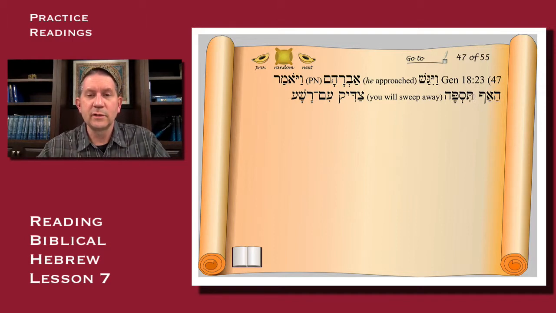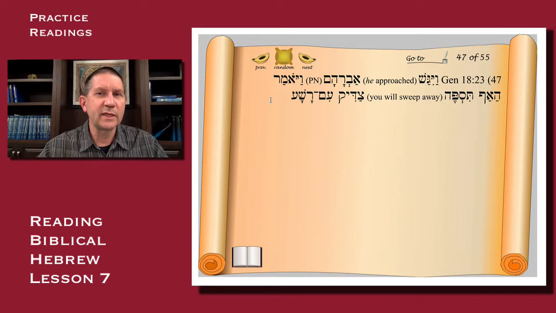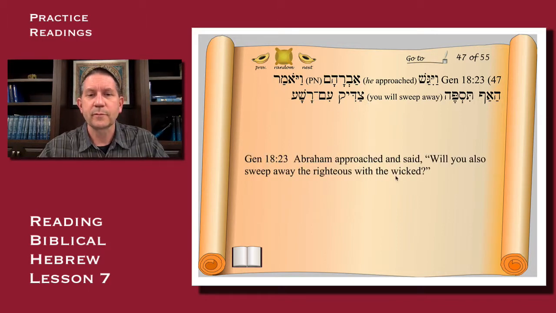So we're asking a question about you will sweep away. So it's a question, will you sweep away tzadik im rasha? So again, we have some substantival adjectives. Tzadik, a righteous person. So will you sweep away a righteous person? Im, with rasha, a wicked person. But then we can modify the English because he's intending to represent the class of people that would be righteous. So we can actually translate, Abraham approached and he said, will you also sweep away the righteous with the wicked, even though there's no article here, because English uses the article to represent the class.